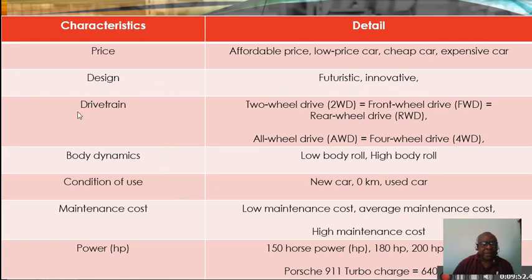Now we can also describe a car using the drivetrain. What is a drivetrain? A drivetrain means the way it moves, the way the wheels are connected. So the engine of a car can be two-wheel drive. So you see the symbol for two-wheel drive. This two-wheel drive can be front-wheel drive or rear-wheel drive. Rear means back wheel drive. Or a car can be all-wheel drive.